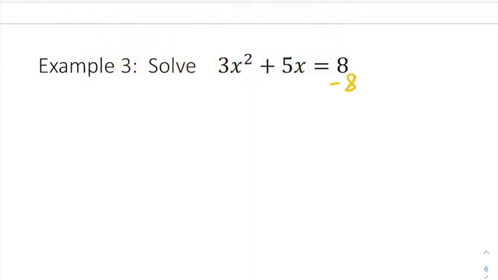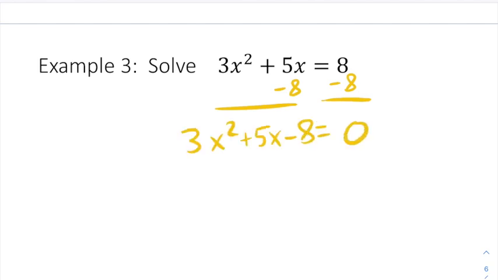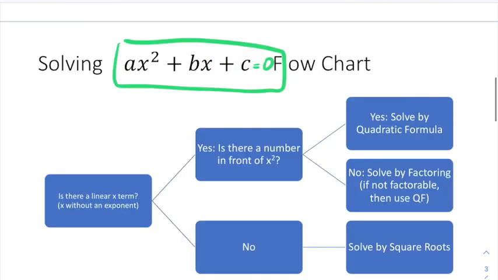I'm going to do that by subtracting 8 from both sides. That's going to let that right side equal 0, and my left side will be 3x squared plus 5x minus 8. Now I'm going to take a look at my leading coefficient. It's not 1. There is a number in front of x squared. So if there's a number in front of x squared, we want to solve it by quadratic formula.